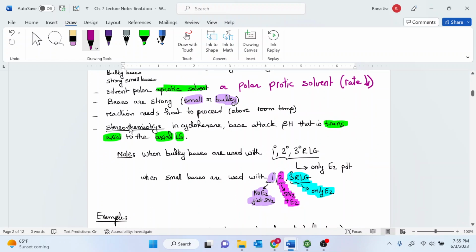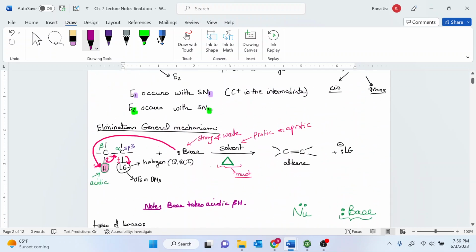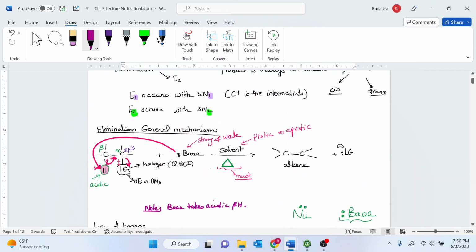As for the stereochemistry of the E2 elimination, for elimination to happen, the hydrogen and the leaving group normally need to be in opposite planes. We call this anti-periplanar. They have to be in opposite planes. If you have a stereochemistry in your substrate, then they need to be trans with respect to each other. And if they belong to a cyclohexane, they need to be trans diaxial with respect to each other for elimination to happen, because the base is going to come and attack the hydrogen.